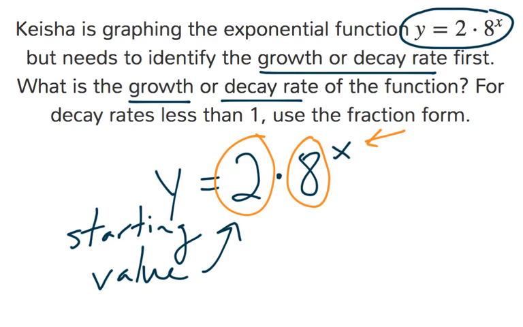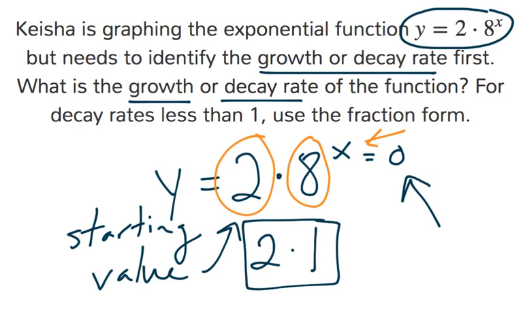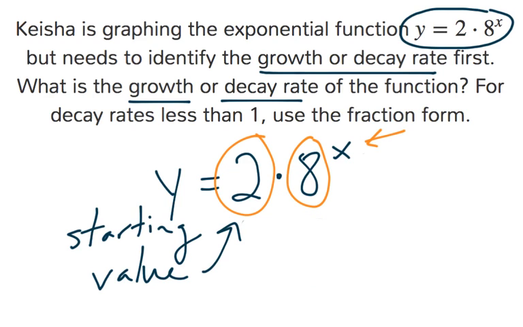And that happens when x equals 0. The 8 to the power of 0 just becomes 1. So really it's 2 times 1, and your starting value holds true when x equals 0. That's one way to think about it. The other number, the 8, comes into play when the x is any number except 0.